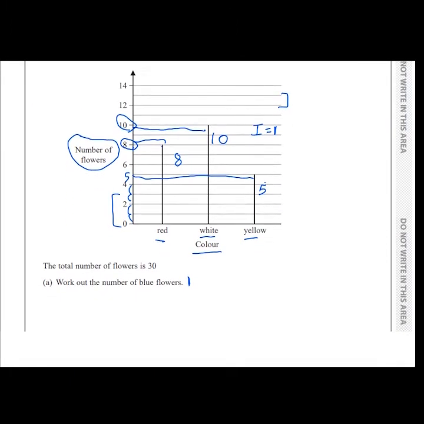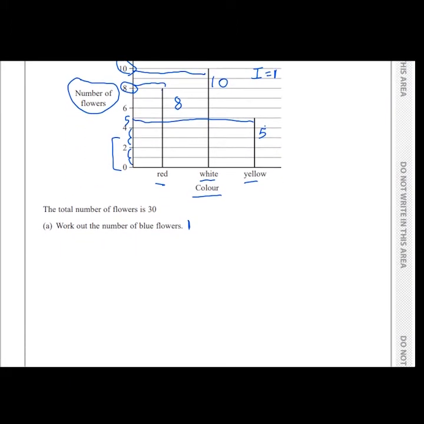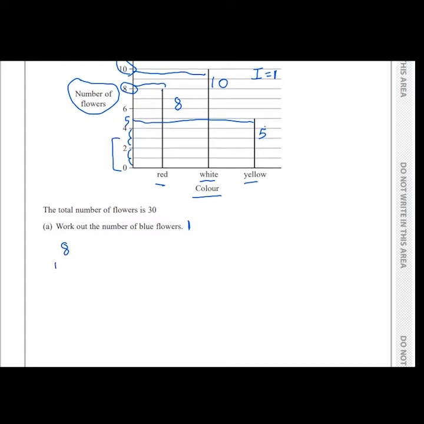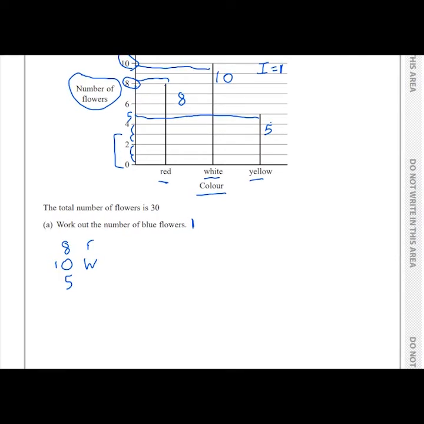Let's have a look at tackling this first part of the question then. So work out the number of blue flowers. So we've got 30 flowers. We'll work out how many of these 3 there are in total first, and then we'll take that away from 30 to find our answer of blue flowers. So first up, 8, 10 and 5. These I've got from up here, 8 red flowers, a little R there, 10 white flowers, so a little W, and then 5 yellow flowers, so a little Y there.